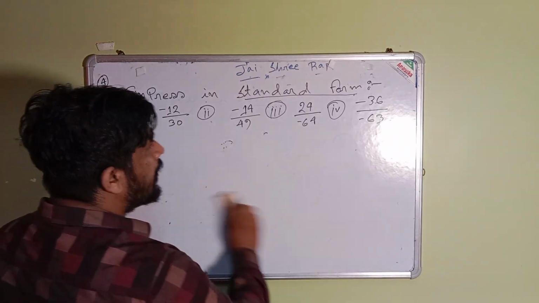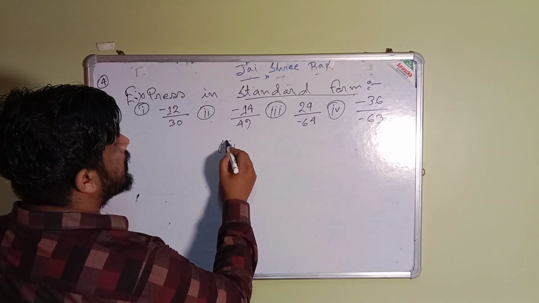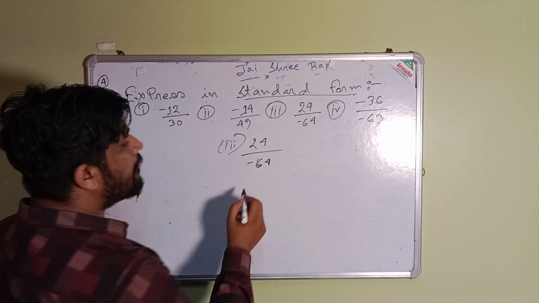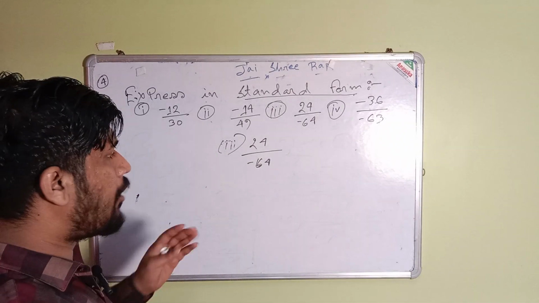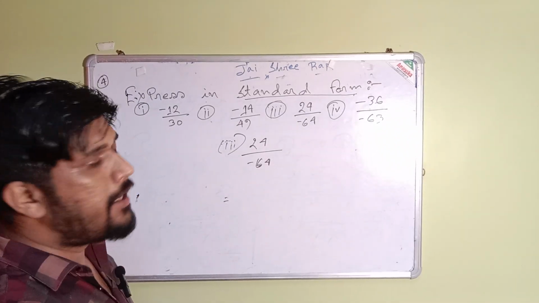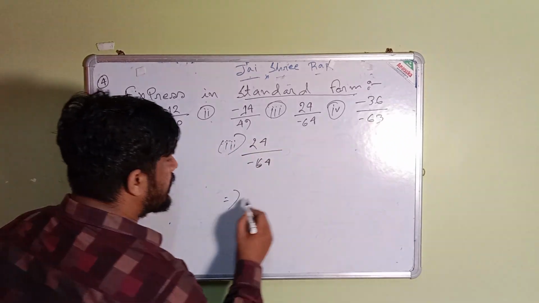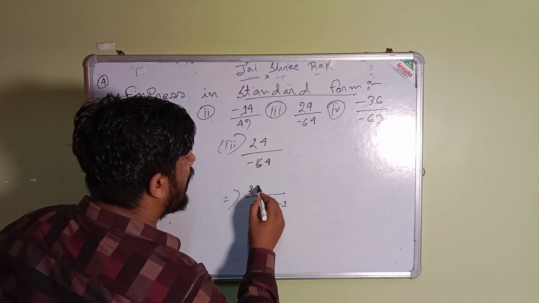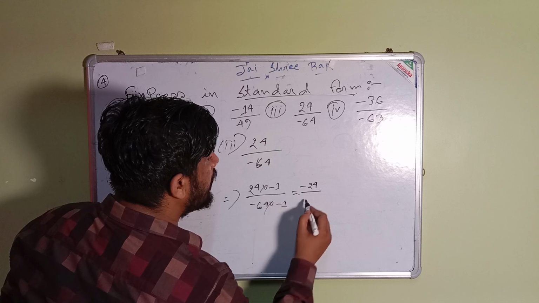Okay, number 3 question is 24 by minus 64. So what you have to do: if there is a negative number in the denominator, to make it positive you have to take minus 1 and multiply both the numerator and denominator by it. That is the process. Minus 64 into minus 1, the lower one is multiplied with minus 1, so the upper one is also multiplied with minus 1. So the answer is minus 24 by 64.